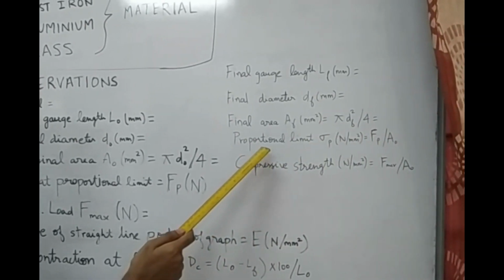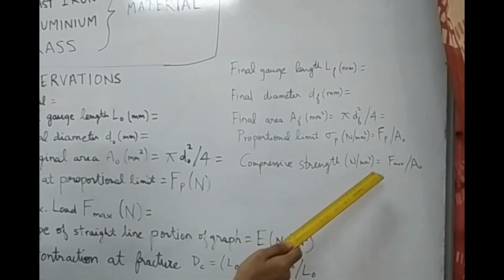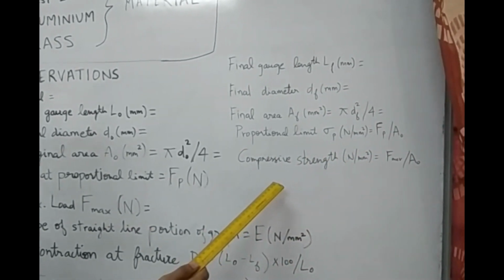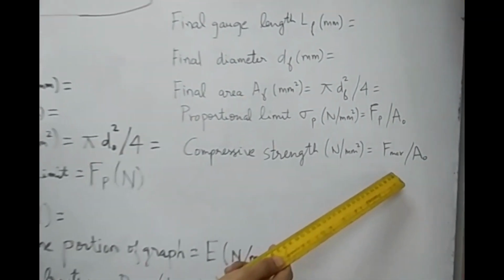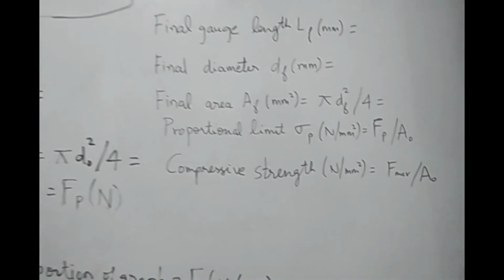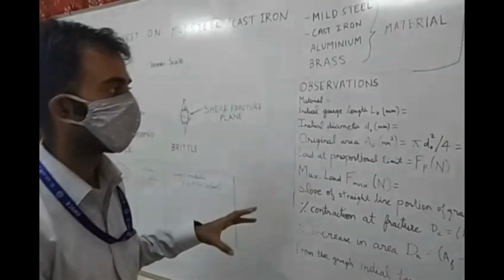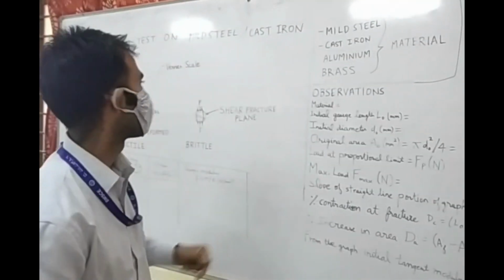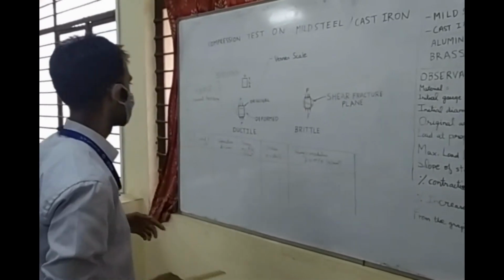And then we'll compute the proportionality limit sigma p, which is given as Fp divided by A0, and we'll also determine the compressive strength as F max divided by A0. So these are some of the observations which we will get from this compression test, and based on these values we can determine whether the material has sufficient strength or not.